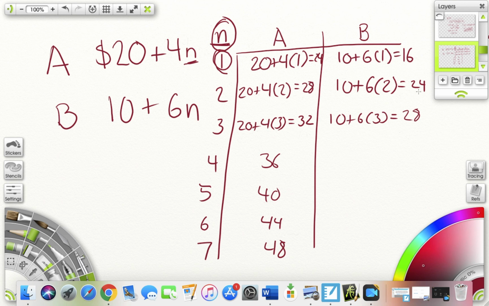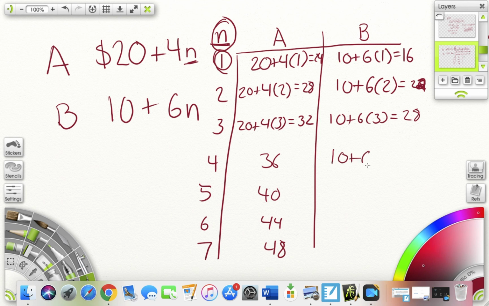So 16, or sorry, where did I go wrong? 16 and 10 plus 6 times 2, so 6 times 2 is 12. Oh, this is supposed to be 22. There we go. See? Even I make mistakes. Doesn't happen often, but it does happen sometimes. 10 plus 6 times 3. 6 times 3 is 18 plus 10. So in this case, I haven't found my pattern yet because this is 16, 22, 28.